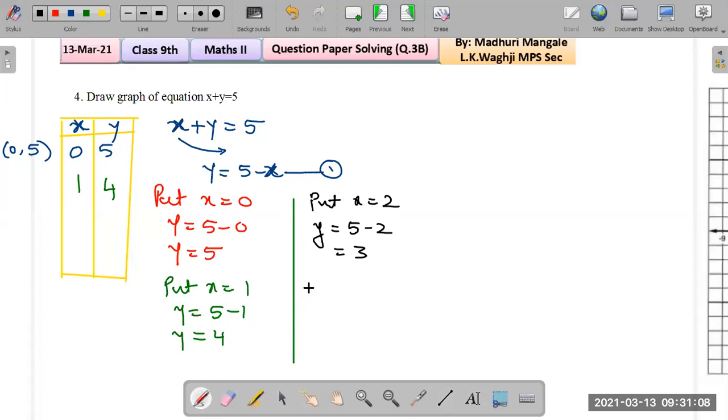Are you all able to follow what we are doing? We have brought y by itself. We are substituting random values of x and we are solving for y. Okay, and this gives us y equals to 3. So for x equals to 2, y equals to 3. 3 points are more than enough. Okay, we have got 3 points, and now let's plot them.